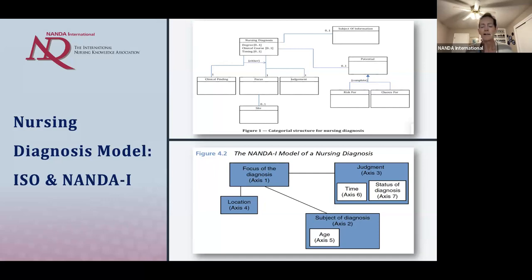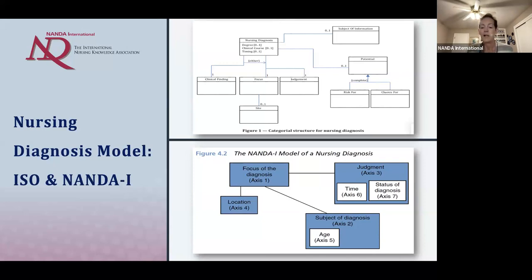We have axis 2 at the bottom. This is the subject of the diagnosis here. And axis 2 is the person or group for whom the diagnosis is intended. So again, individual, family, community, etc. Axis 3, which is the top right, is our judgment. And judgment is the descriptor or modifier that limits or can specify the meaning of the focus of the diagnosis. So is the meaning that there is a problem, that there is a deficiency, that there is an excess? Is the focus that there is a risk? Is the focus that there is potentiality there?